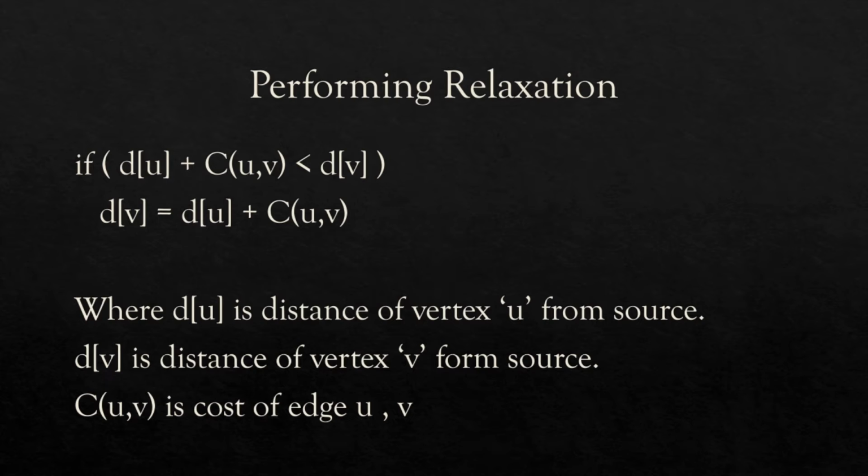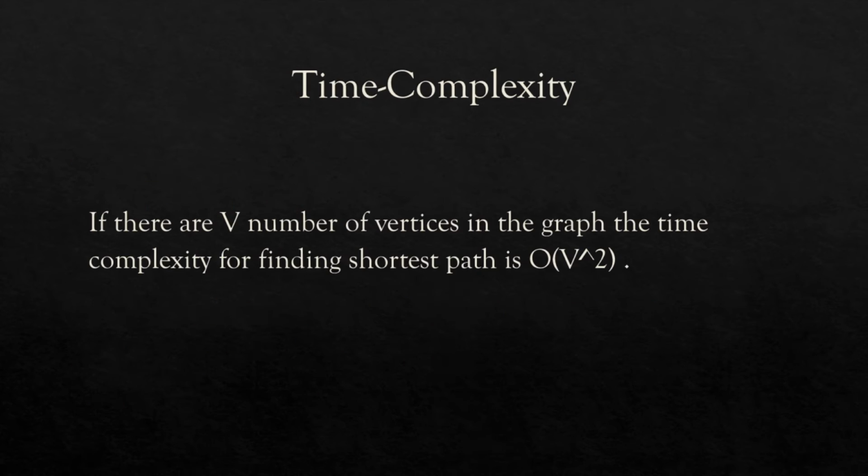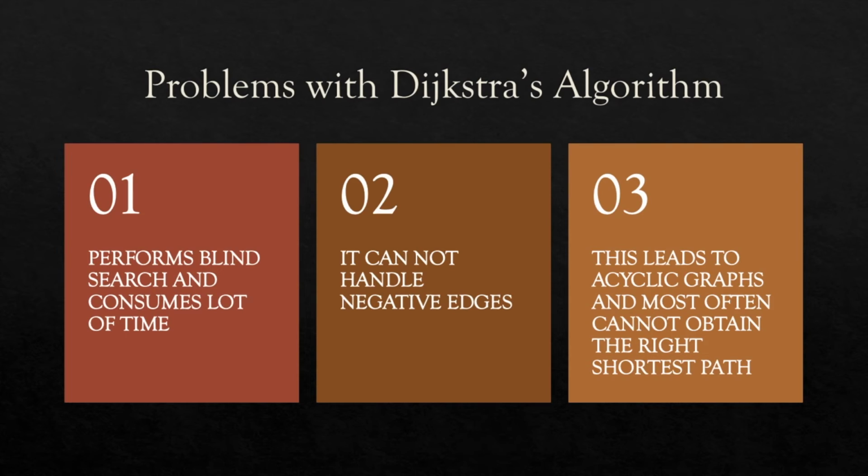In more concise terms, we are adjusting and verifying the shortest distance to a given node every time we travel through a new path. This process, called relaxation, happens on every single iteration of the algorithm. To calculate the time complexity of this algorithm, we have to square the total number of vertices.